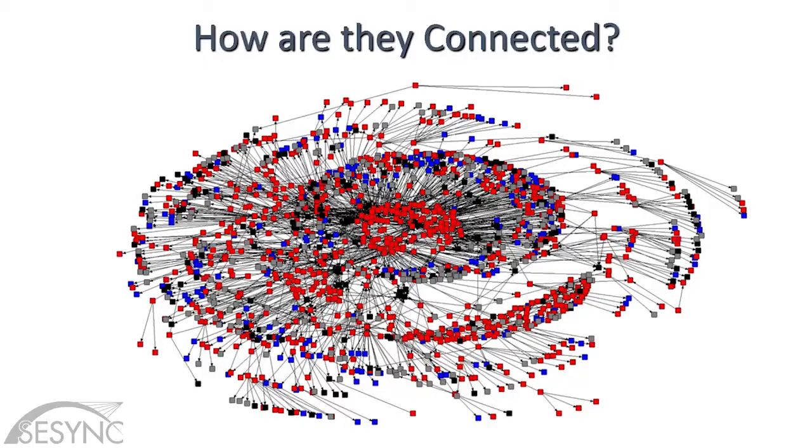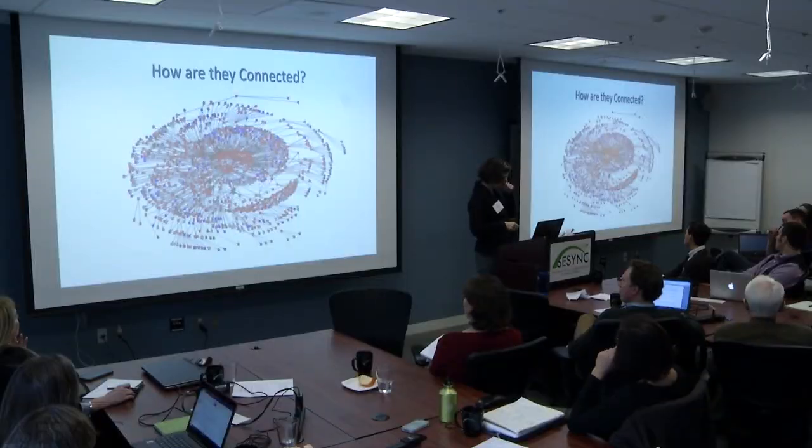Okay, so how are they connected? This is one of the network maps that we came up with from these data. These are from the organizational survey. This is the full stewardship network. Let me tell you a little bit about this, and then I'll just move on.